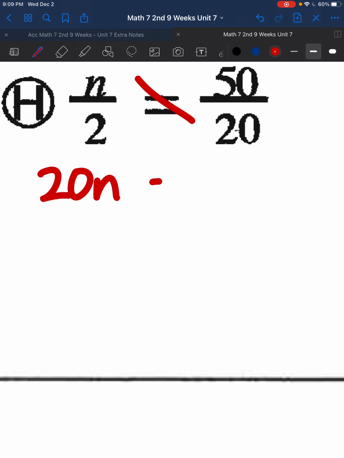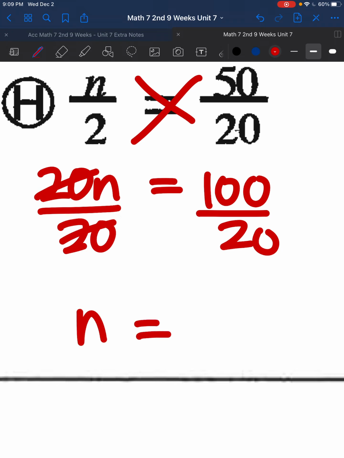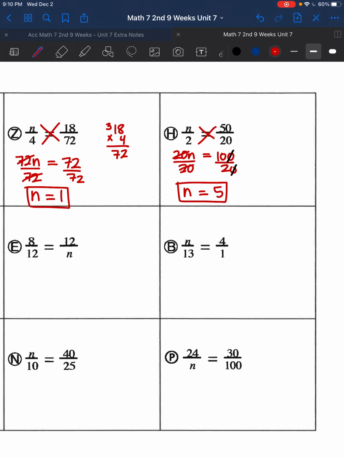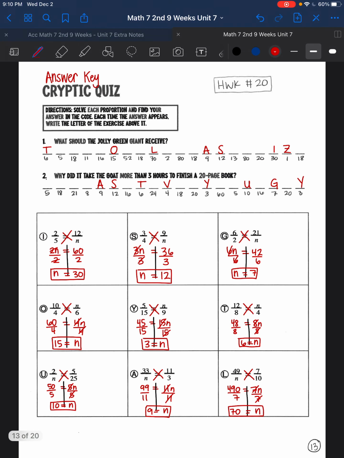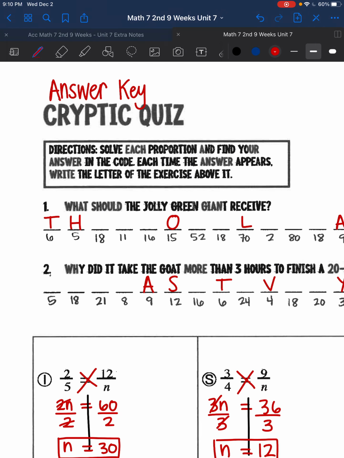I've got n over 2 equals 50 over 20. So I'm going to multiply n times 20, and that gives me 20n. And I'm going to set that equal to 2 times 50, which is 100. Now to get that n by itself, I'm going to divide by 20 on both sides. My 20s cancel out, and n equals, one thing I can do here is cross out one of the zeros. Now, how many times does 2 go into 10? 2 goes into 10 5 times, so n equals 5. So anytime I see a 5, I'm going to write the letter H.